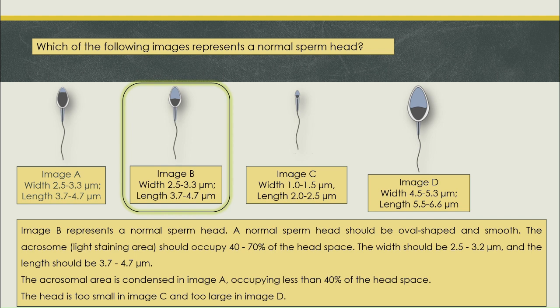The acrosomal area is condensed in image A, occupying less than 40% of the head space. The head is too small in image C and too large in image D.